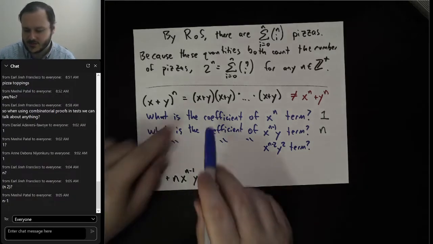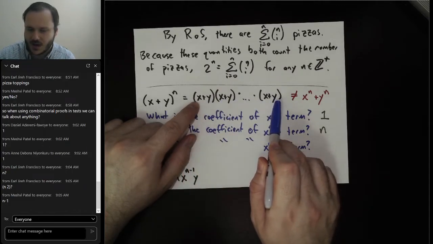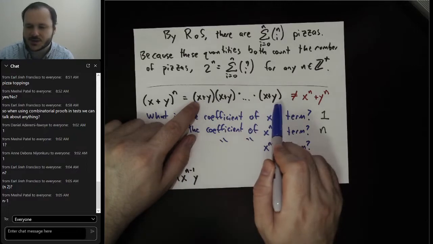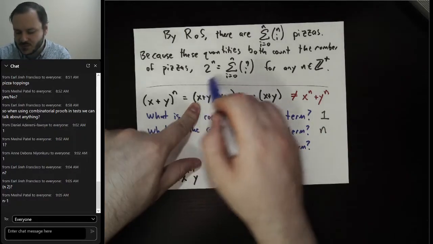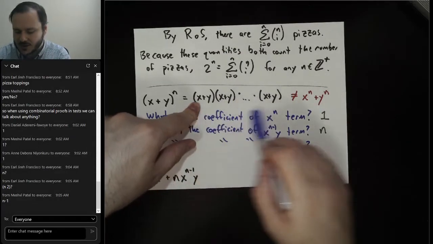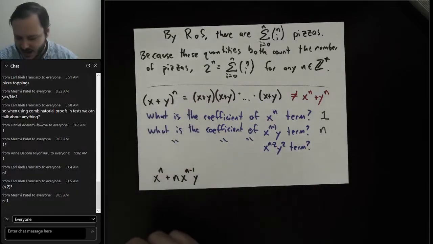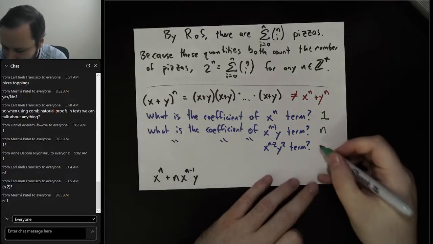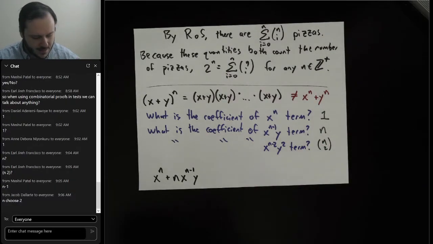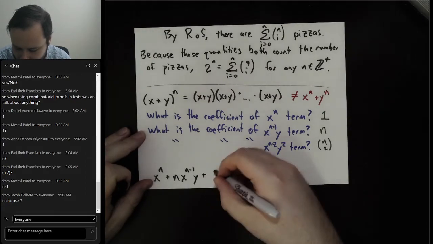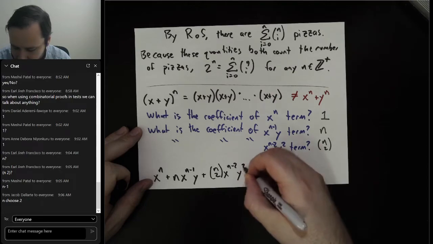Yeah, I've got these n terms. I have to pick 2 of them to be y. Everything else I'll choose x. But from these n things, I pick 2 of them where I choose the y. In every other instance, I choose the x. So this will be n choose 2. And I'll get n choose 2 x to the n minus 2, y to the 2.